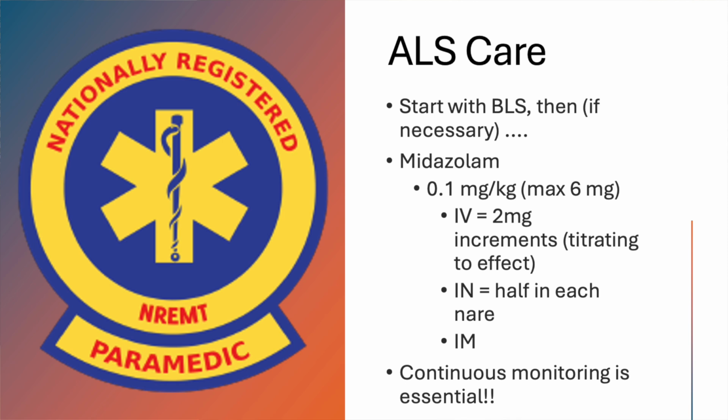ALS care, you always start with the BLS, so get through the BLS. And then if you're going to give midazolam, the dose in our county is 0.1 milligrams per kilogram. Here are the three ways. If you're going to give it IV, you give it in up to 2 milligram increments. If you're going to give it IN, you give half in each nostril. If you give it IM, you give it all in one shot in one muscle, unless the muscle mass is too small and you have to break it into two. And then again, monitor all the time.